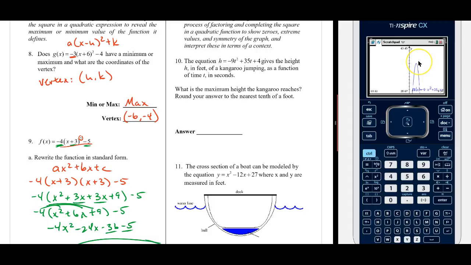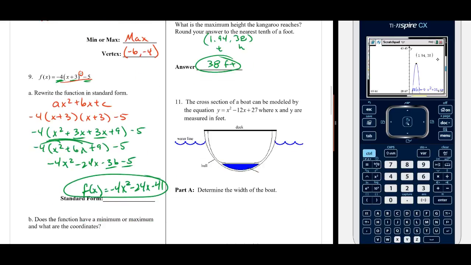So we need to know what the highest point is. I'm going to do menu, analyze graph, maximum, left side, right side, and I get that. And this ordered pair is 1.94 comma 38. So we know that the input is always whatever we're dealing with in the original problem. In this case it's t, and then the output in this case is h. So the height that the kangaroo reaches is 38 feet. It happened to take him 1.94 seconds to do that, but the height is 38.